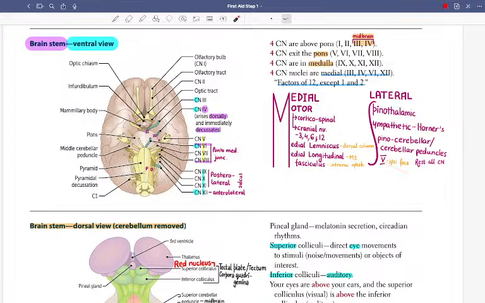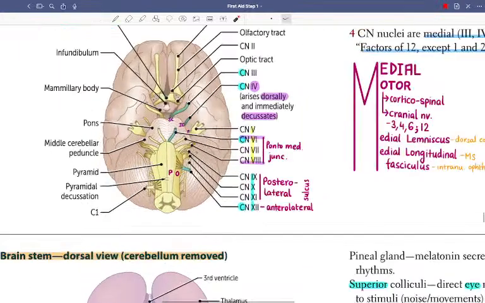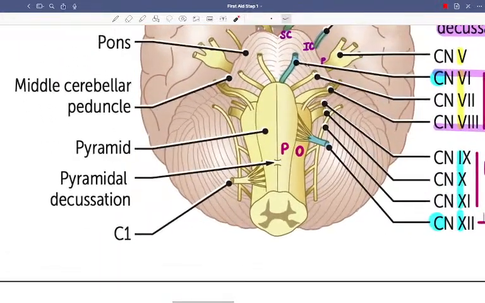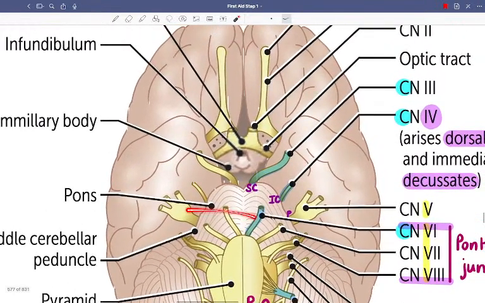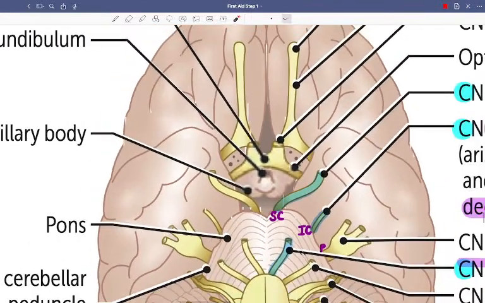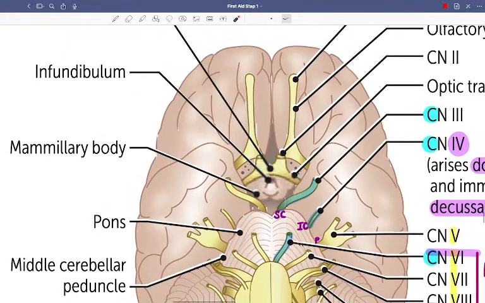Next, how are you going to differentiate at what level each cranial nerve comes out? I'll maximize this and try to recall. We have the pons here, right? Above the pons you have 4 cranial nerves. So cranial nerve 1, 2, and this is 3, and this is 4. Okay, this is the third and this is the fourth.